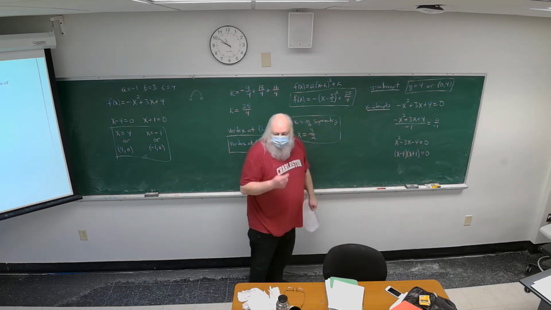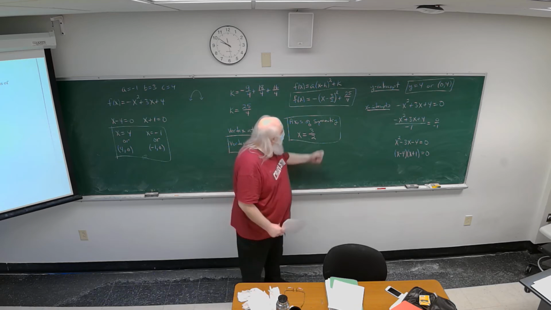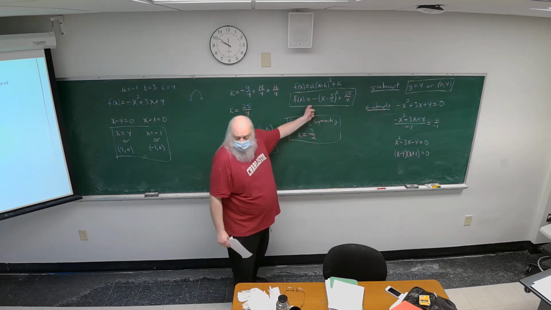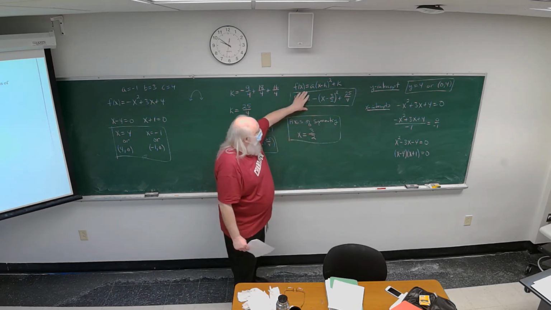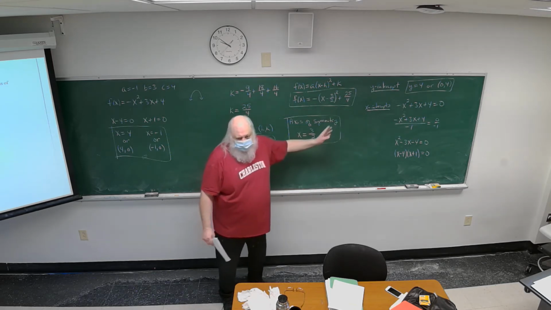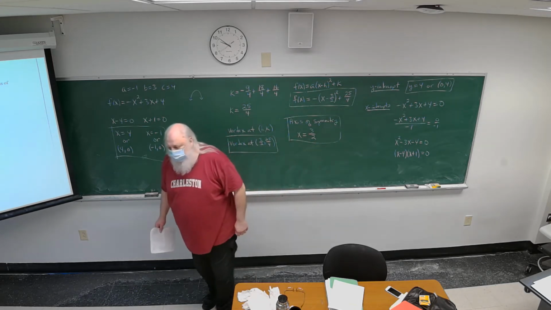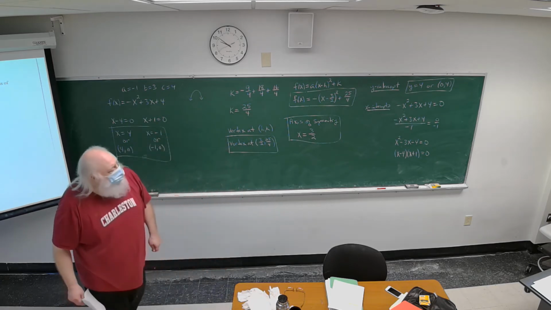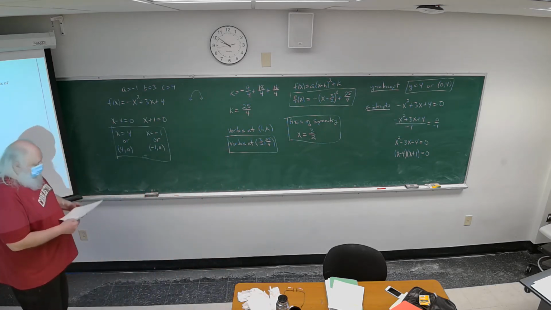There's actually a third method to get the x-intercepts. Using this equation, set the right-hand side equal to 0, and you can do the square root method. But you're doing the square root method with fractions. All right.